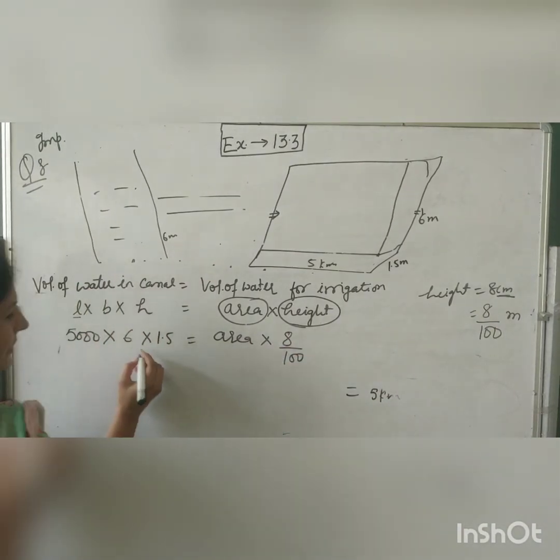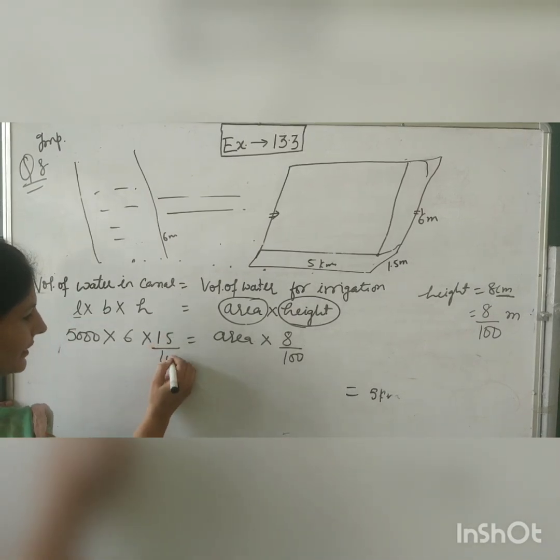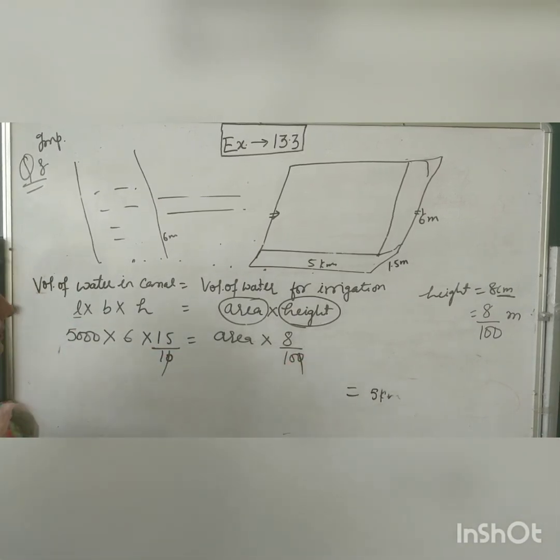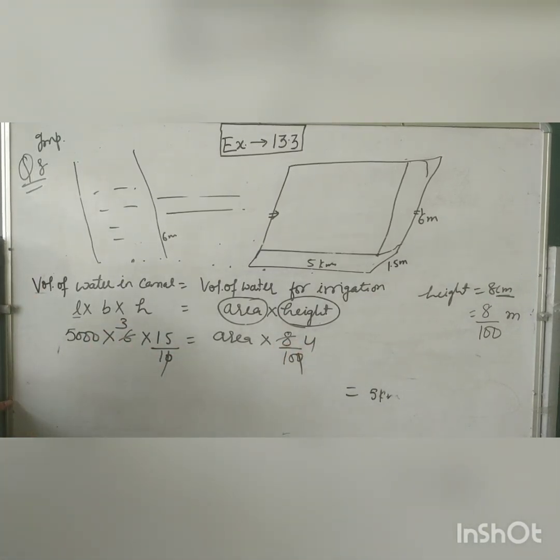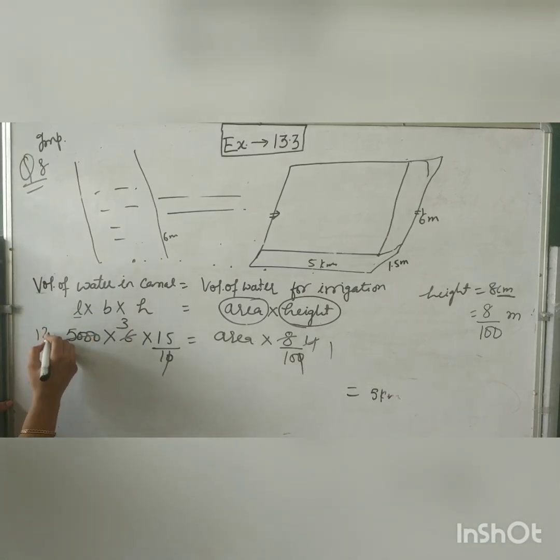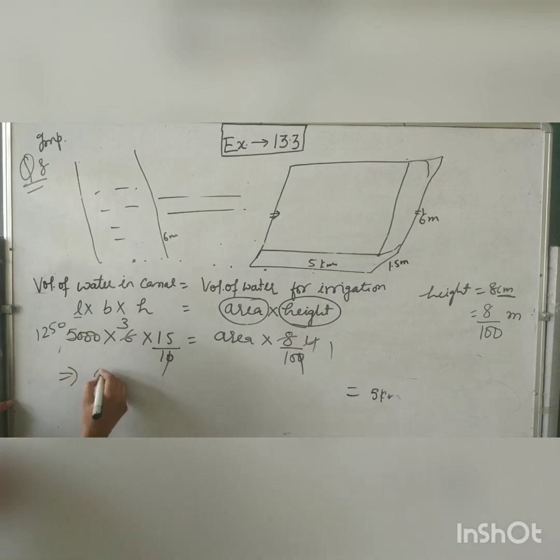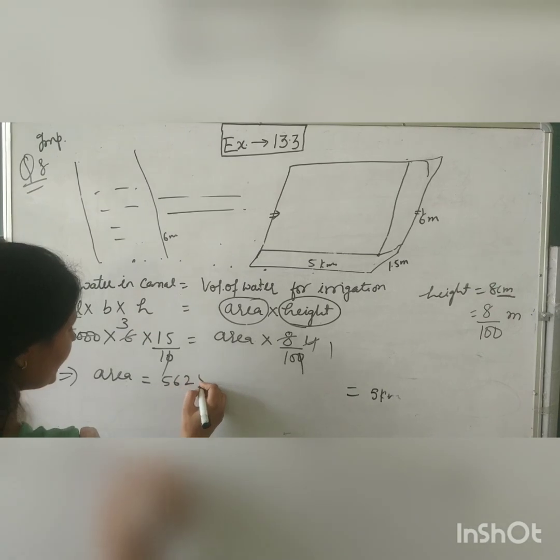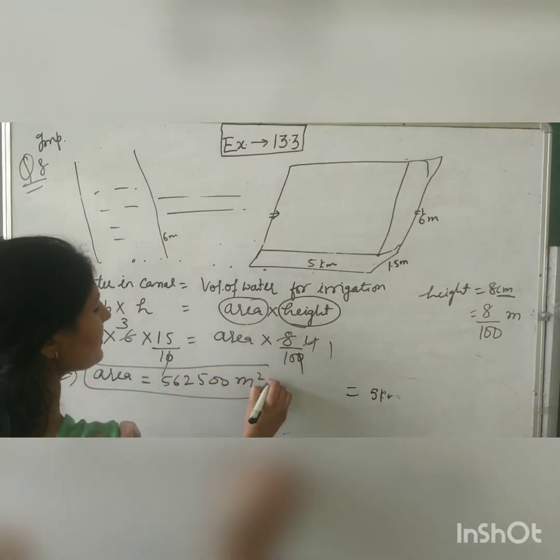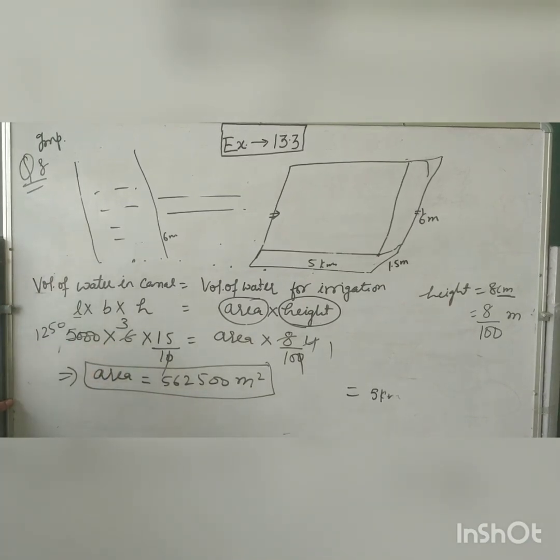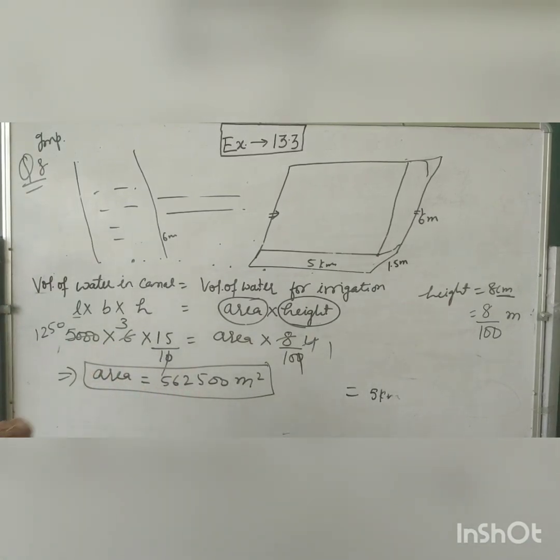Now we can solve it easily. Divide by 10, cancel out. 4, 1, 4. 1250. From here we can find the area. Area is 562,500 meters square. After multiplication, we will get the area as this.